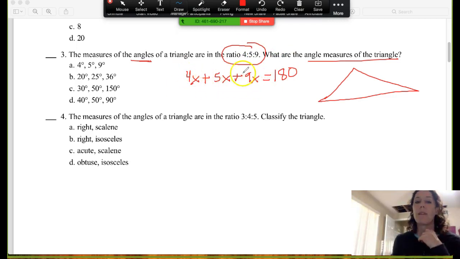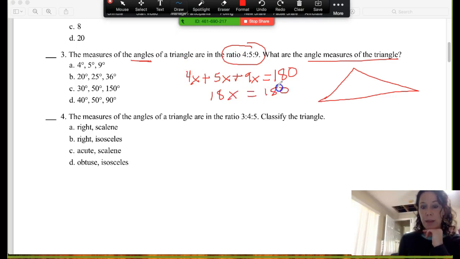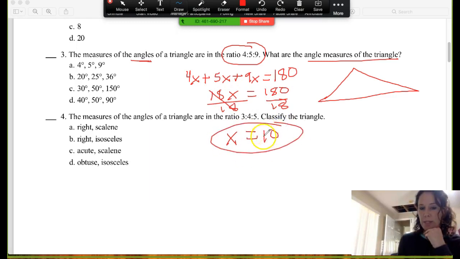So let's go ahead and add these together. 5 plus 4 is 9, and 9 plus 9 is 18. So this is 18 x's equals 180. And then divide by 18. And you're going to end up with x equals 180 divided by 18 is 10. So you know that value was 10. That's the value they factored out of here.